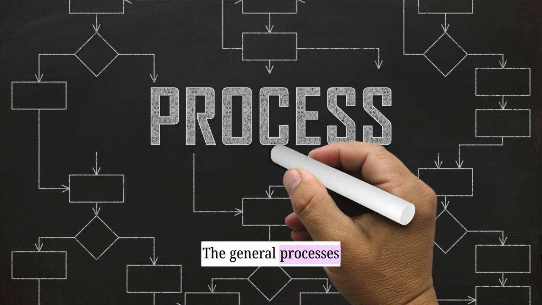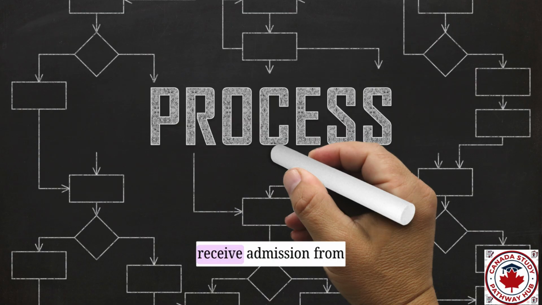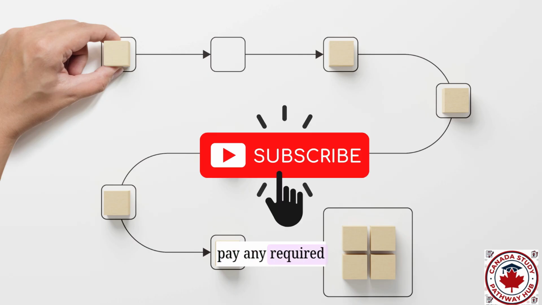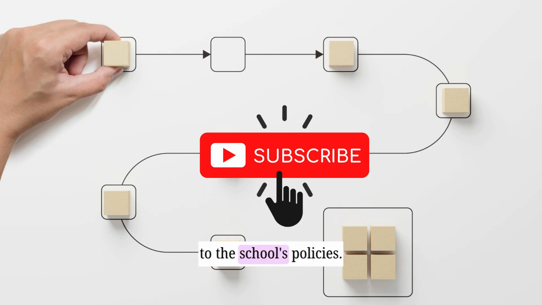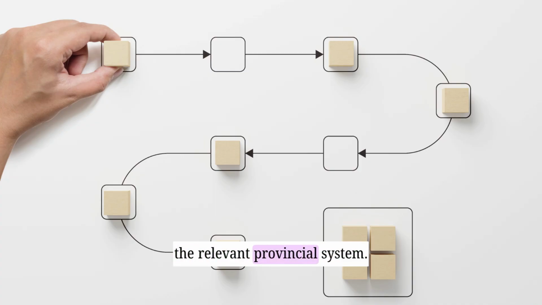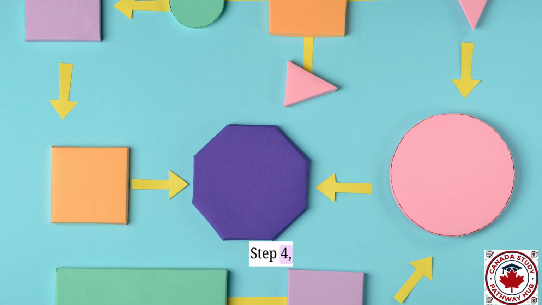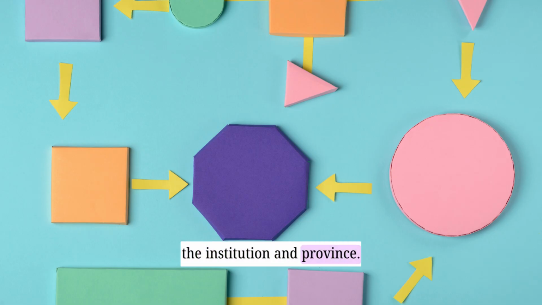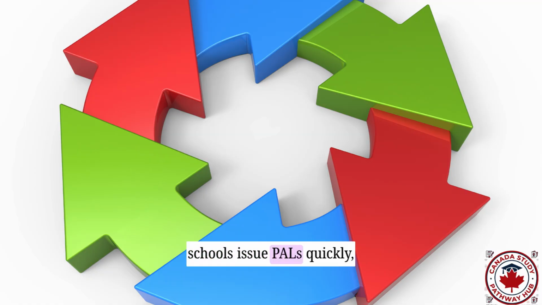The general process is: Step 1. Receive admission from a Canadian institution. Step 2. Pay any required tuition deposit according to the school's policies. Step 3. The institution requests or processes PAL allocation procedures through the relevant provincial system. Step 4. The PAL is issued and provided to eligible students. Timelines vary depending on the institution and province. Some schools issue PALs quickly, while others may take longer due to allocation limits or administrative processes.